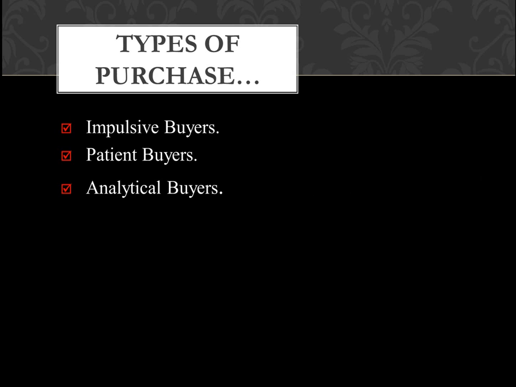Okay, next one. Now we said pre-purchase preparation is what we do before we place an order. There are different types of purchases. One type is impulsive buyers. Impulsive buyers are someone who doesn't have a motive of buying something, but by seeing something, an impulse arises in them to purchase that product.